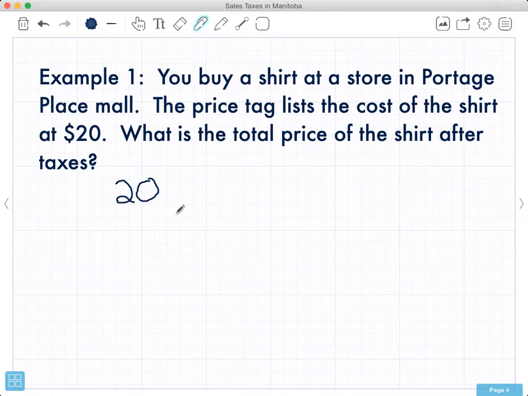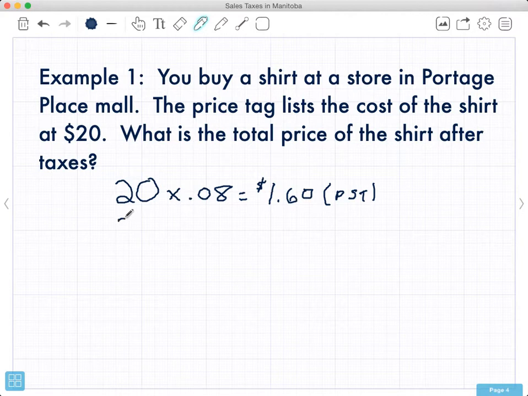So the PST is 8%, so we're going to multiply the cost of the shirt by 8%, which as a decimal is 0.08. You can find that amount either by moving the decimal two places to the left in 8%, or taking 8 divided by 100. 20 times 0.08 is $1.60. That is how much PST is going to be added to the price of the shirt.